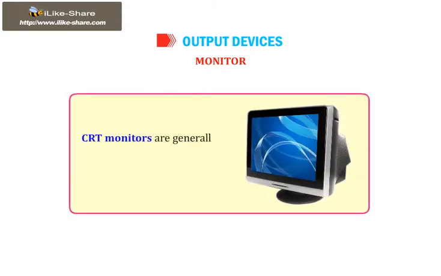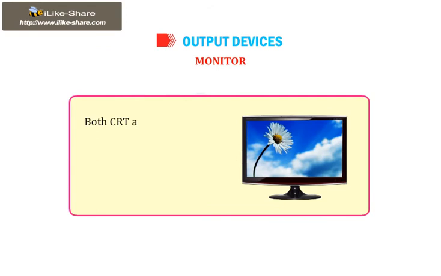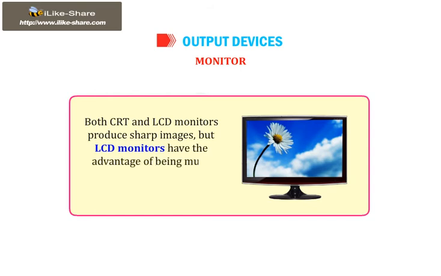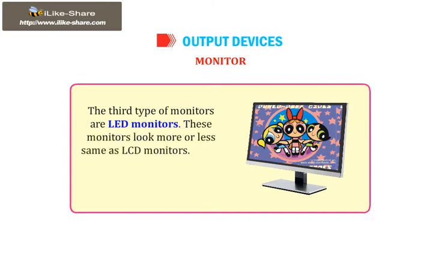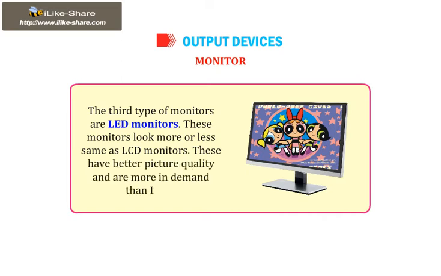CRT monitors are generally less expensive but consume more electricity. Both CRT and LCD monitors produce sharp images, but LCD monitors have the advantage of being much thinner, lighter, and consume less electricity. The third type of monitors are LED monitors. These monitors look more or less same as LCD monitors. These have better picture quality and are more in demand than LCDs.